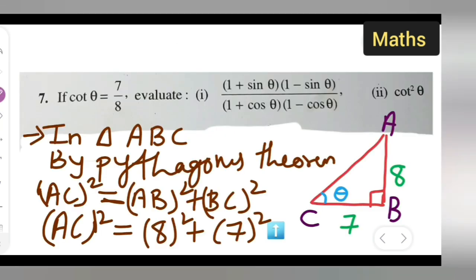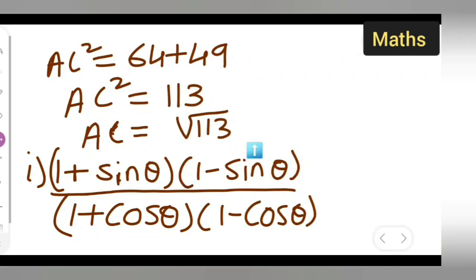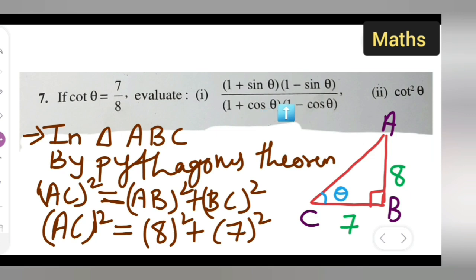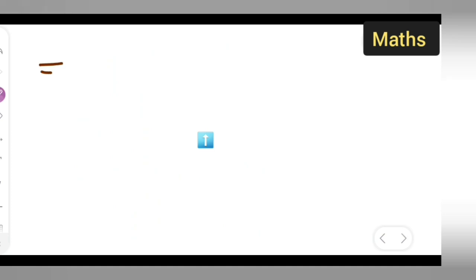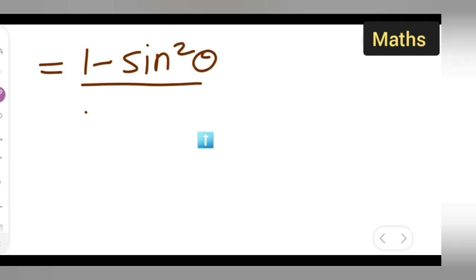Now let us find the first part. That is the first part is this one, 1 plus sin theta. So let me write down that first. So this is 1 plus sin theta into 1 minus sin theta. Then 1 plus cos theta, 1 minus cos theta. Now what is the rule for this one? This into this is going to give you, you'll have to just learn the trigonometric identities for this, 1 minus sin square theta upon 1 minus cos square theta, right?